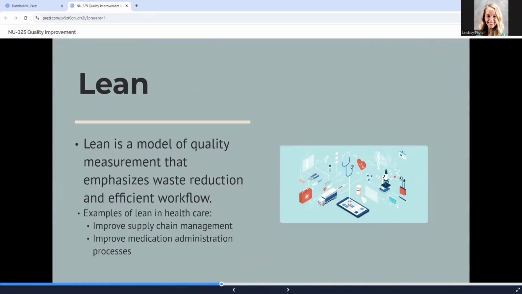So an example of Lean in healthcare would be improving supply chain management or improving medication administration processes so that you're not going into a patient room, having already opened the medications that you're administering to that patient, and then right before you give the patient, say, an oral tablet to take, they refuse that medicine, and therefore that tablet is now wasteful because we can't reuse medicines once they've been opened in a client room. So that's an example of Lean when it comes to how that would look specifically in the healthcare setting.